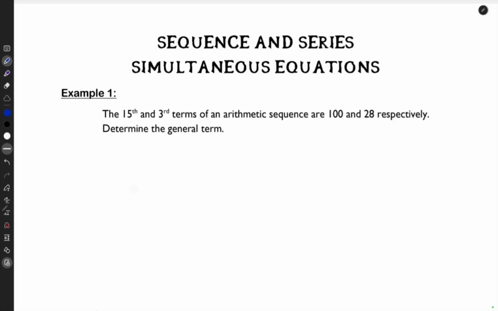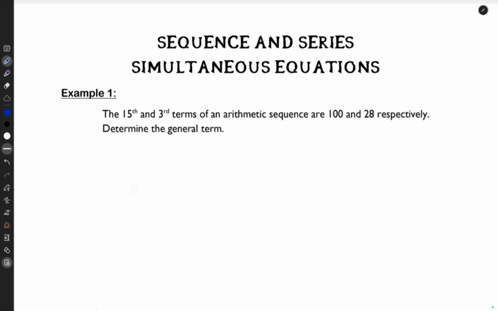Okay, let's look at the first question. It says, the 15th and the third terms of an arithmetic sequence are 100 and 28 respectively. Determine the general term. Now you probably read the heading there. This is all about simultaneous equations. So I need to use the info they give me to set up equations so I can use algebra to answer what they're asking me. There are very specific ways to do this.